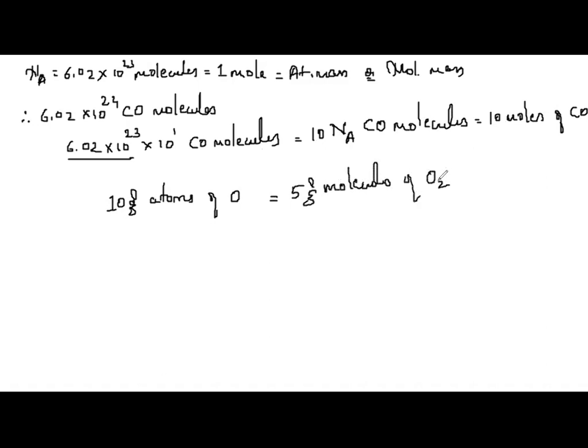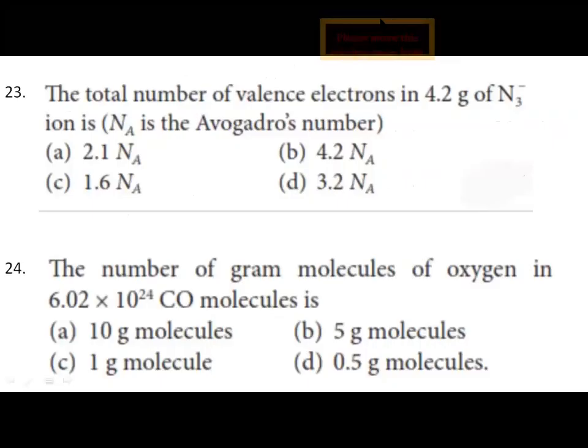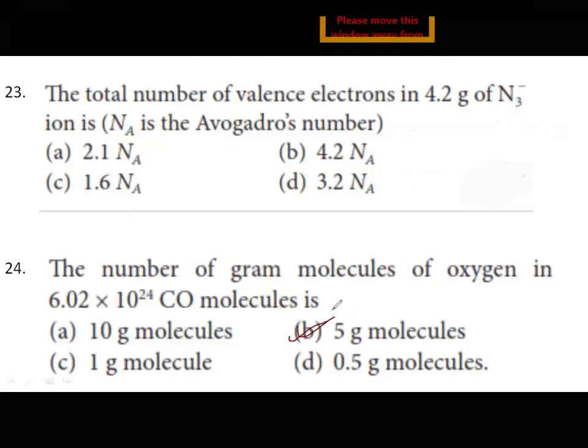of O2. Understanding? Here there are 2 atoms. Therefore 10 divided by 2. So what is the answer? The answer is 5 gram molecules. 5 gram molecules of O2. 5 gram molecules of O2 is the correct option. Right? Okay. Moving to the next question.